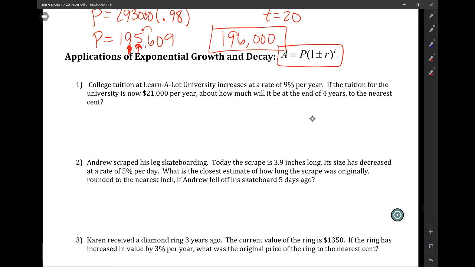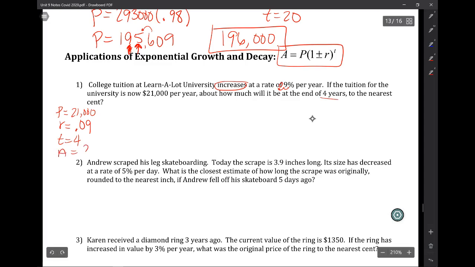A college tuition at Learn a Lot University increases. That's important, so we know we're going to use the plus sign for this one. Increases at a rate of 9%. If the rate is 9%, I need to convert that into a decimal, so 0.09. If the tuition for the university right now, its initial cost, is $21,000, how much will the tuition be after 4 years? So that's time. To the nearest cent.